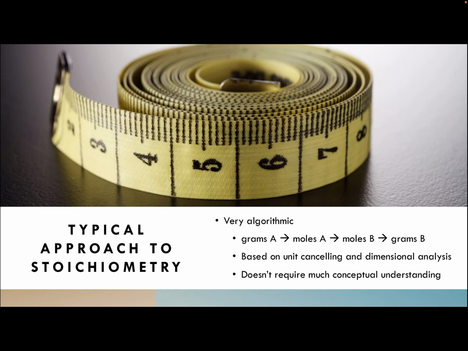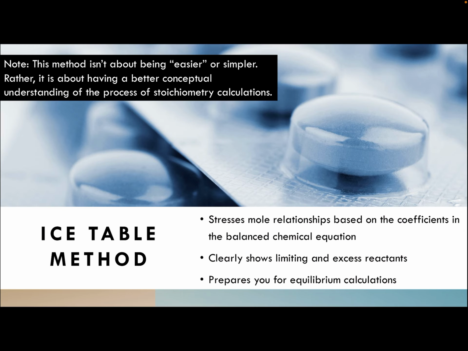That's not going to be how it's going to play out in this class. You need to have a better conceptual understanding of the types of problems that we're solving. So ice tables are actually going to work out better for you. It's not necessarily easier, and I think at the beginning you're going to think, why am I doing it this way? It's harder or it's different. It's a lot of things, but it's a better conceptual understanding, which is what we're trying to go for about these stoichiometry calculations. And it's going to really clearly show the limiting and excess reactants, which is really, really nice.